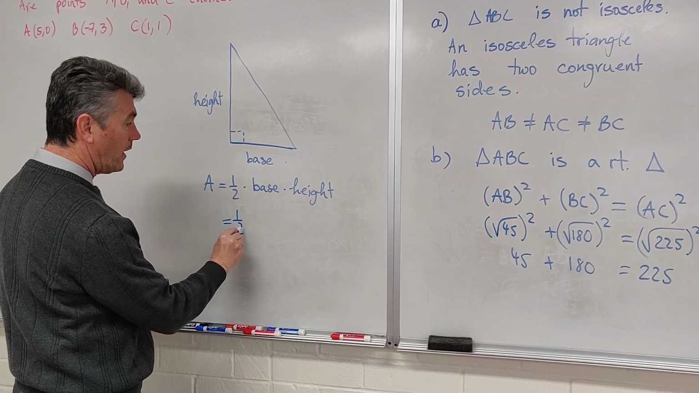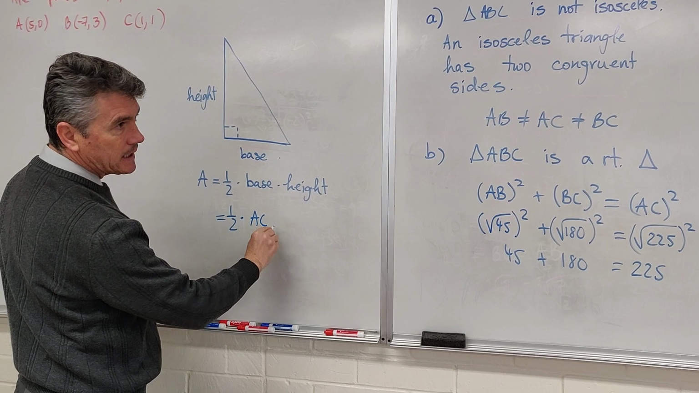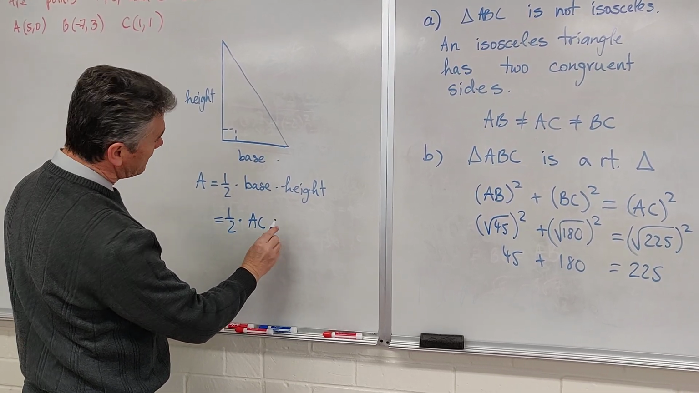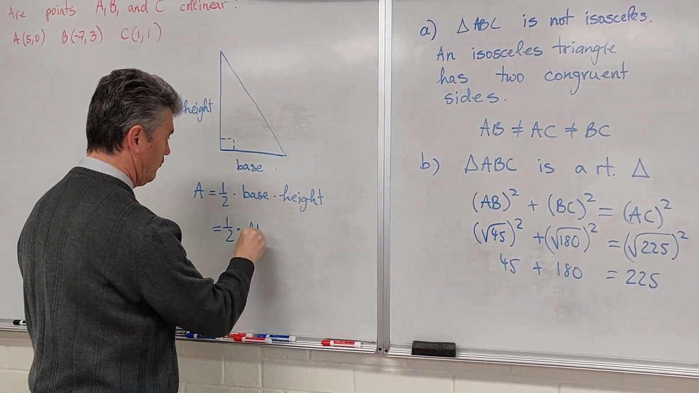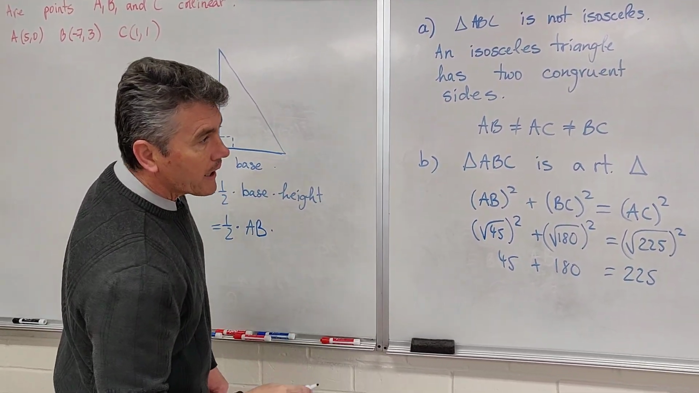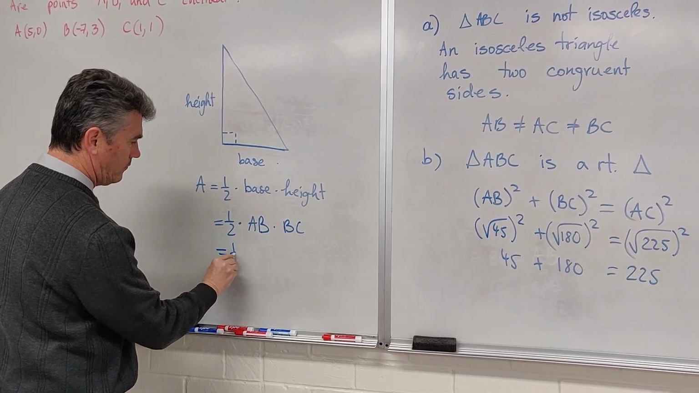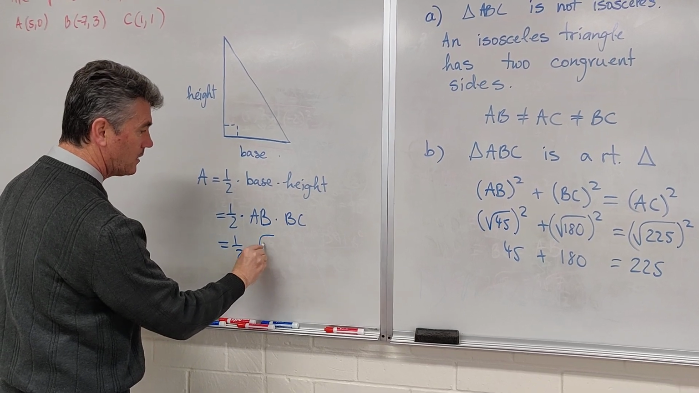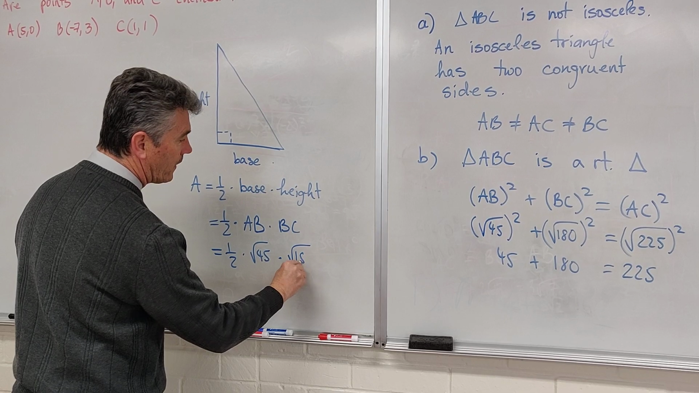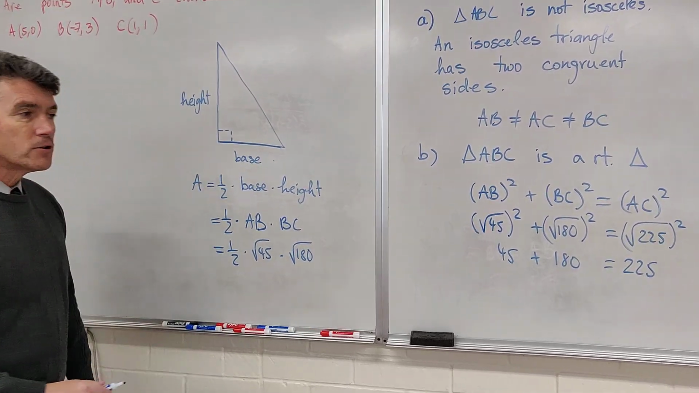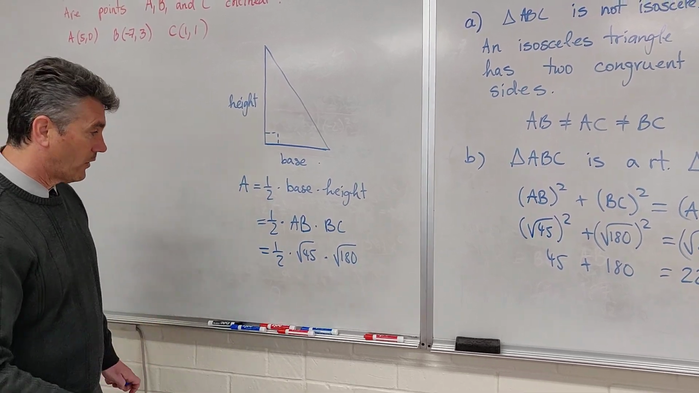So we're going to say 1/2 times the length of segment AB times the length of segment BC. 1/2 times the square root of 45 times the square root of 180. From here, there are two things you can do. You can just take your calculator, enter all those numbers, and get your answer.